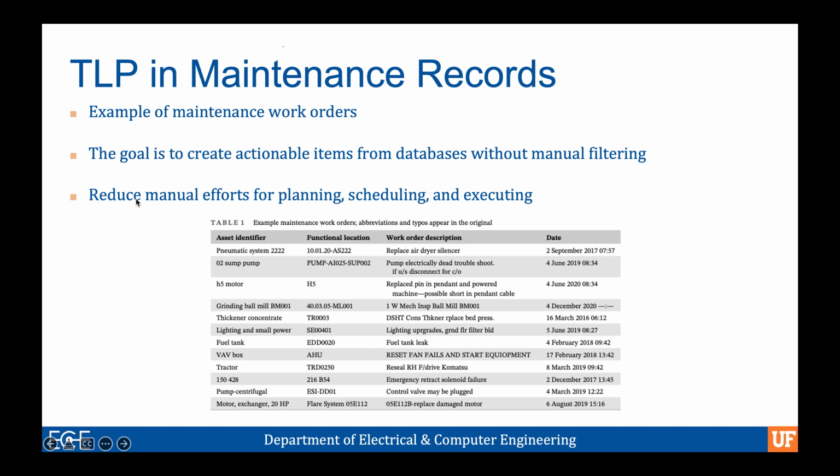What they were trying to do was reduce manual effort for planning, scheduling, and executing maintenance. So someone puts in a work order or someone performs maintenance, this information gets stored in a database, and it's difficult to discover new information like, oh, the air filter has been replaced once every 3 months for 2 years. Okay, produce an action that says go replace the air filter in 3 months.